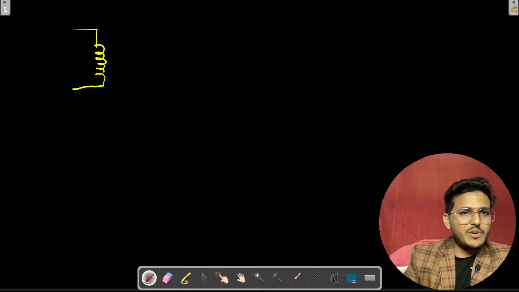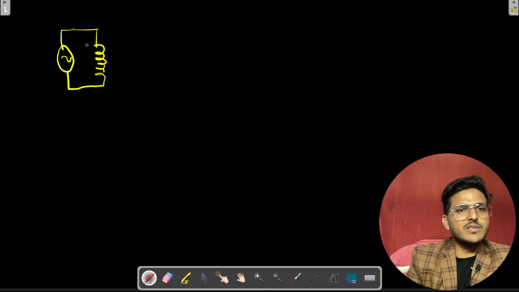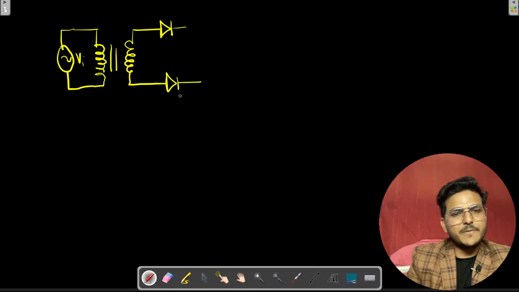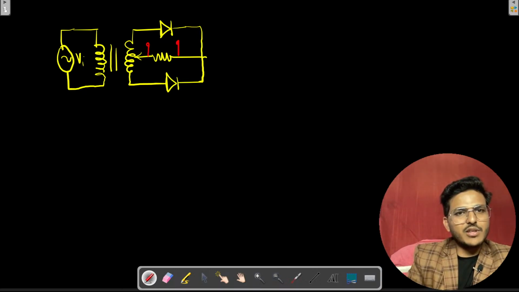This is a transformer and here this is the input signal source, that is called Vin basically, right? This is basically the transformer. Let's complete the diagram of the transformer. In a full wave rectifier we are using two diodes in this way, and the transformer is basically centre tapped. This is a centre tap transformer and this is basically RL, so that from here we can calculate VL.